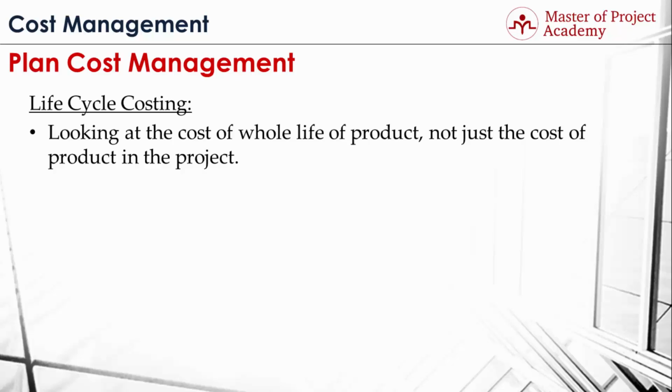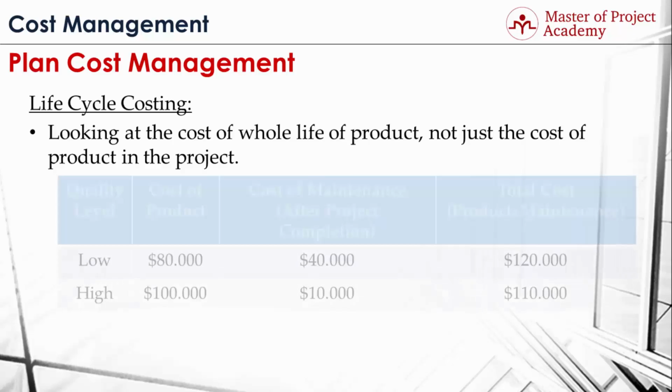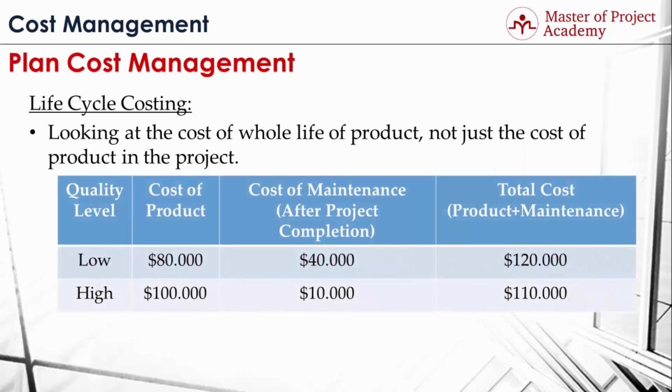Let's consider that you will be needing a pressing machine for your project. However, your company plans to use this machine in future projects after your project is completed. Therefore, your company will buy the pressing machine instead of leasing it. There are two options for pressing machine: low quality and high quality.